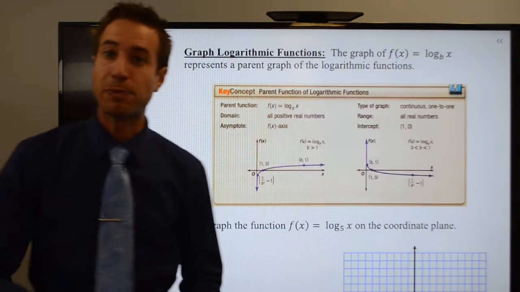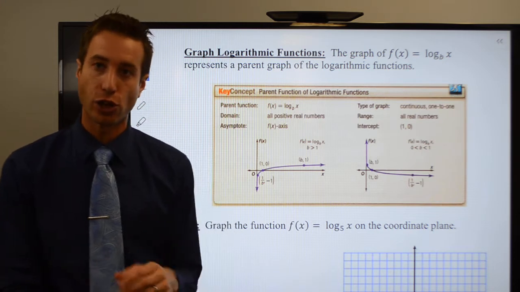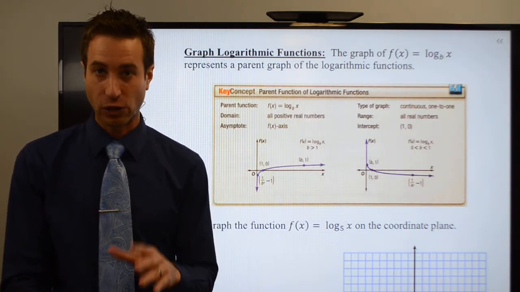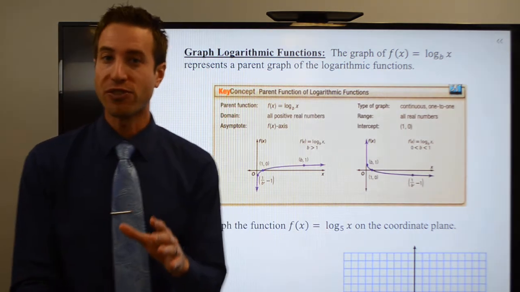All right, guys, welcome to this page of the notes, and what we're going to do here is start our discussion on the second objective or learning target, which is graphing logarithmic functions. And some important things I want to go through here.